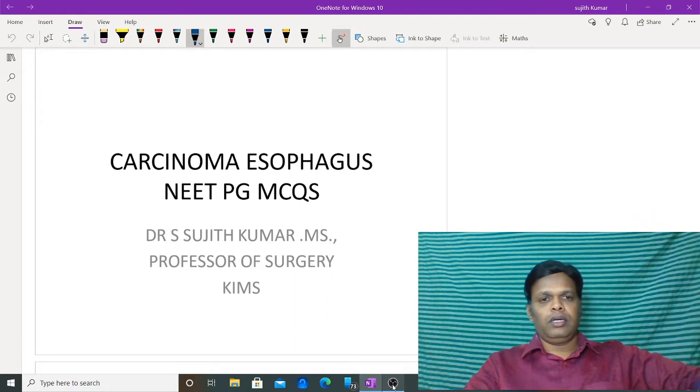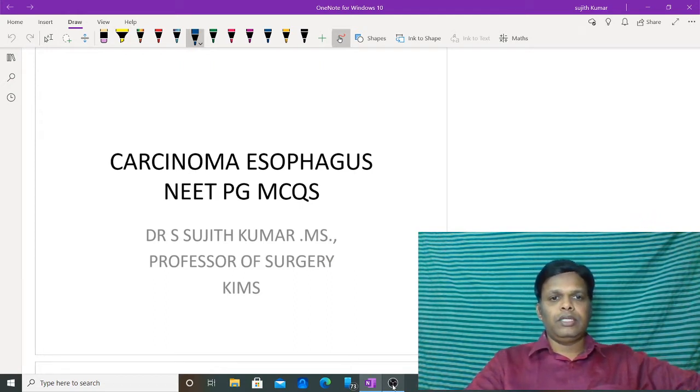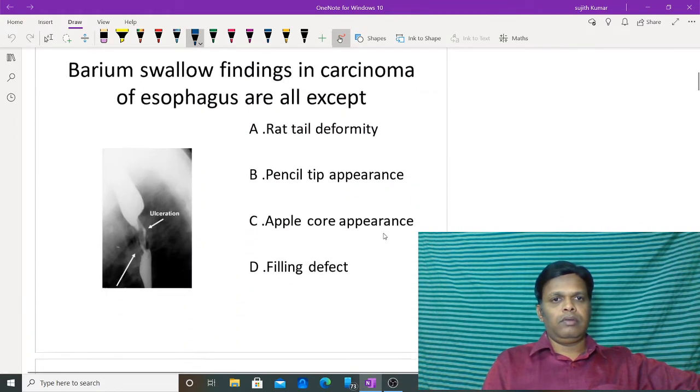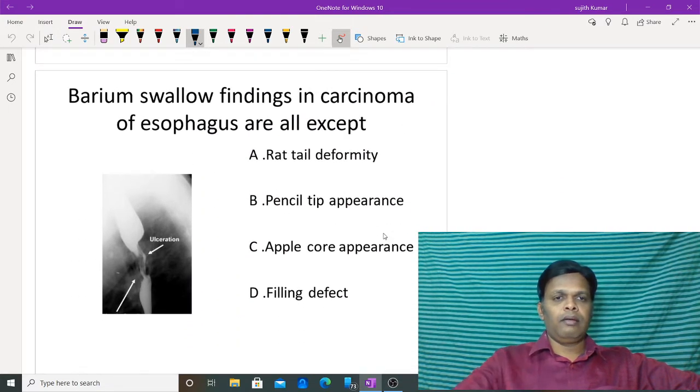Hello everyone. In this session, I'm going to talk about carcinoma of the esophagus. We'll discuss previous year NEET as well as All India PG MCQs along with the topic. Okay, we'll start with the first question.